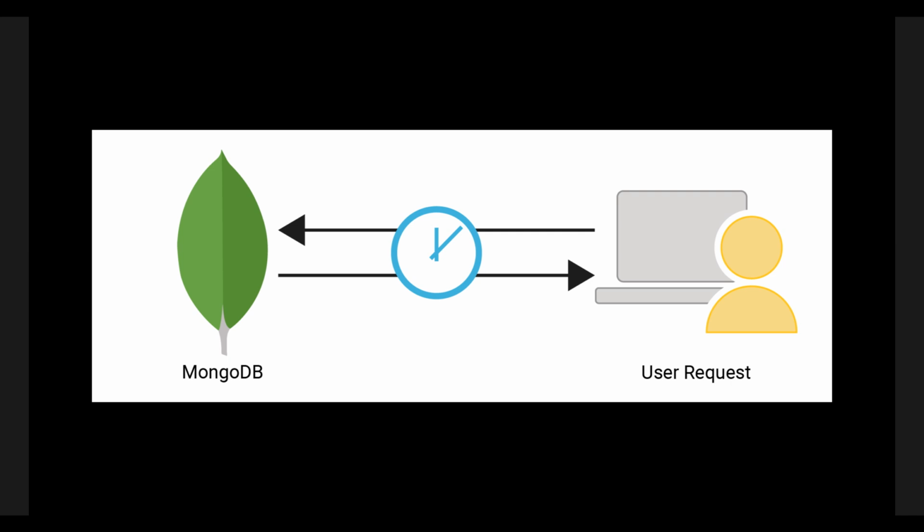The second point is it is fast for reading and writing data. MongoDB is optimized for high performance with operations like inserting, updating, or retrieving data. Because it doesn't follow strict schemas or heavy transactions like relational databases, simple read and write operations happen much faster.